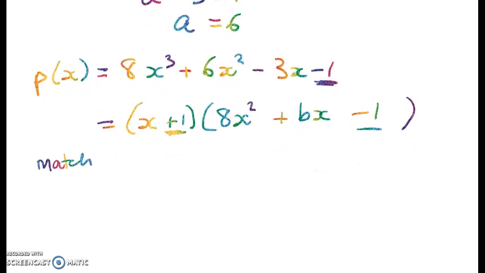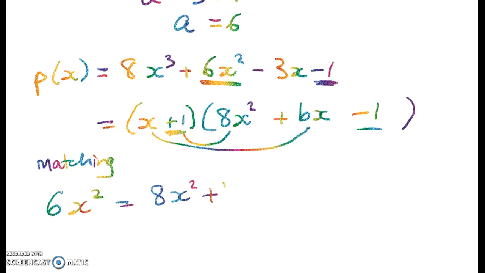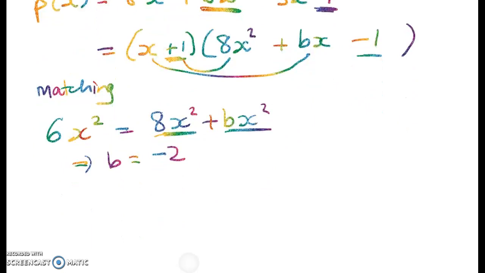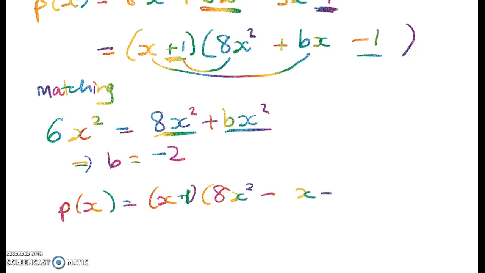Now, the next thing I can do is I can match on pretty much anything. I'm going to match on the x squared. So I've got 6x squared on the left-hand side, 6x squared, and that's going to come out of 2 terms, 8x squared there, plus bx squared. So b has to equal negative 2, right? I've got 8x squared here, take away 2x squared here will get me back to 6 of them. So p of x is x plus 1 times 8x squared minus 2x minus 1.